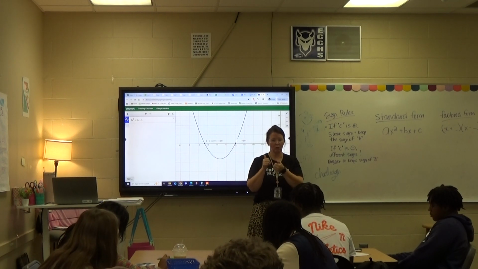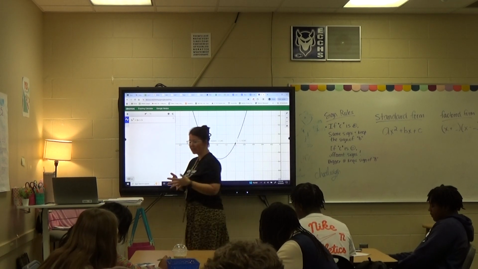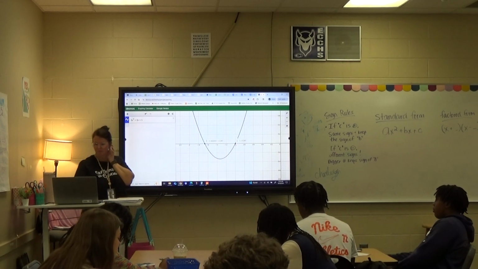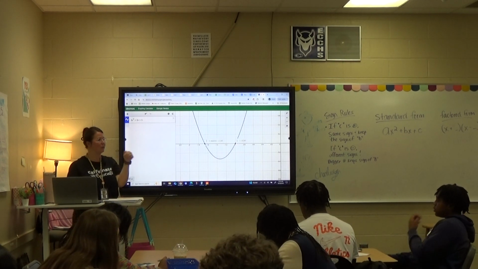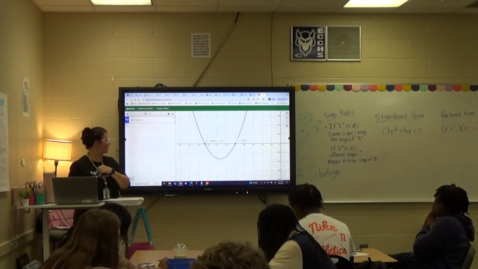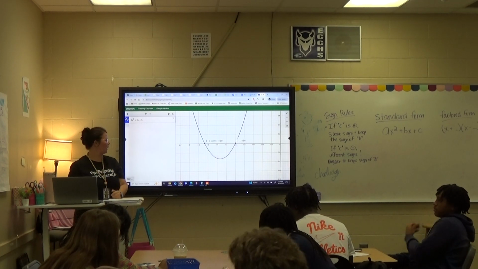Does everybody know how on your calculator to change between fractions and decimals? Yes. Okay, use the little toggle button, the two little arrows. We practiced that earlier, but just to make sure everybody knows how to do that. You can toggle it back and forth between the fraction version and the decimal version.